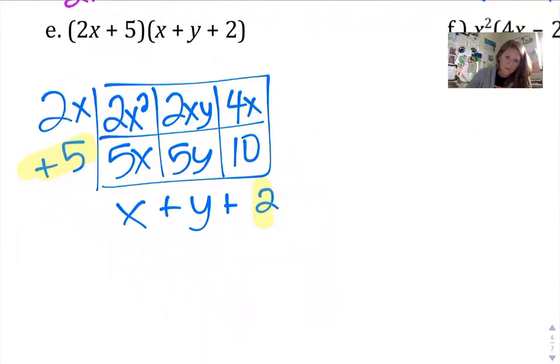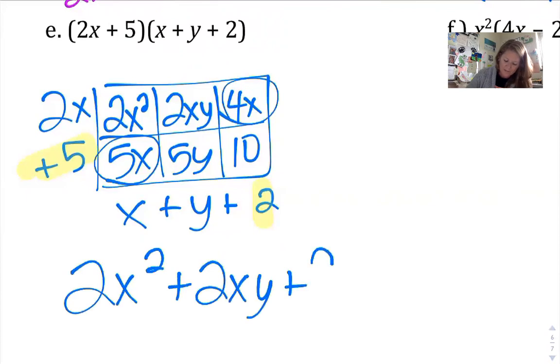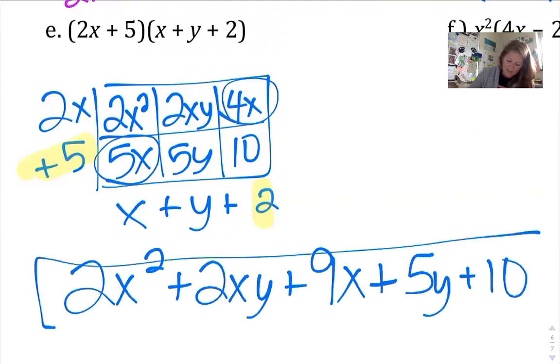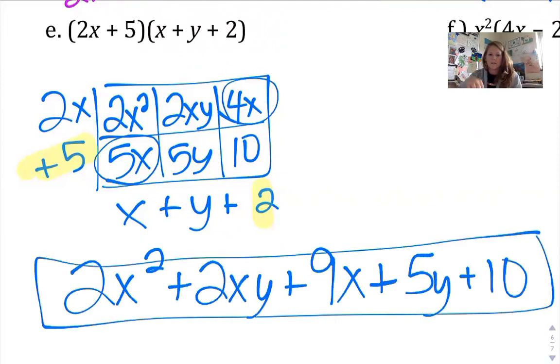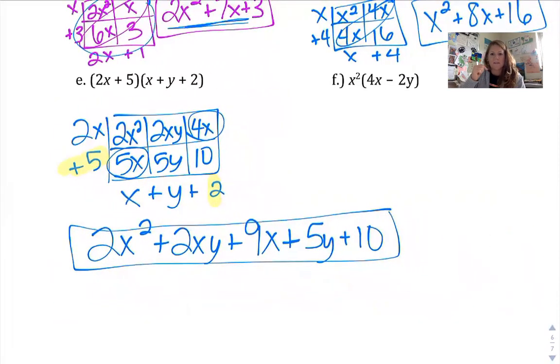So now that we filled it out, we want to look to see, are there any like terms? We do have a 5x and a 4x. So we're going to put those two pieces together. So we have 2x squared, I'm just going to go across here, plus 2xy. 4x and 5x make 9x, plus 5y plus 10. So yes, this answer has all of these parts. So you're multiplying them together, combining like terms, and then going from there.